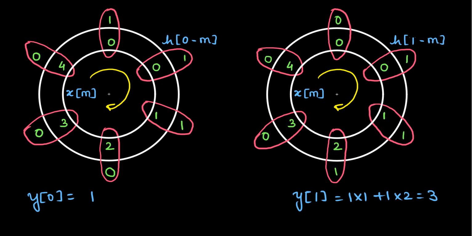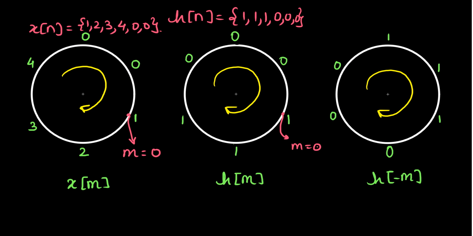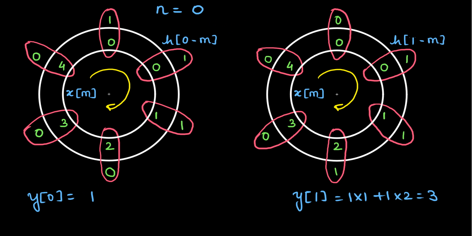So when we have initially the value of n, that is shift equal to 0, we have this x of m as it is, that is 1 2 3 4. If you observe here, the position of x of m is as it is, and the position of h of minus m, that is 1 1 1 0 0 0. And now we need to multiply the elements point by point and add.